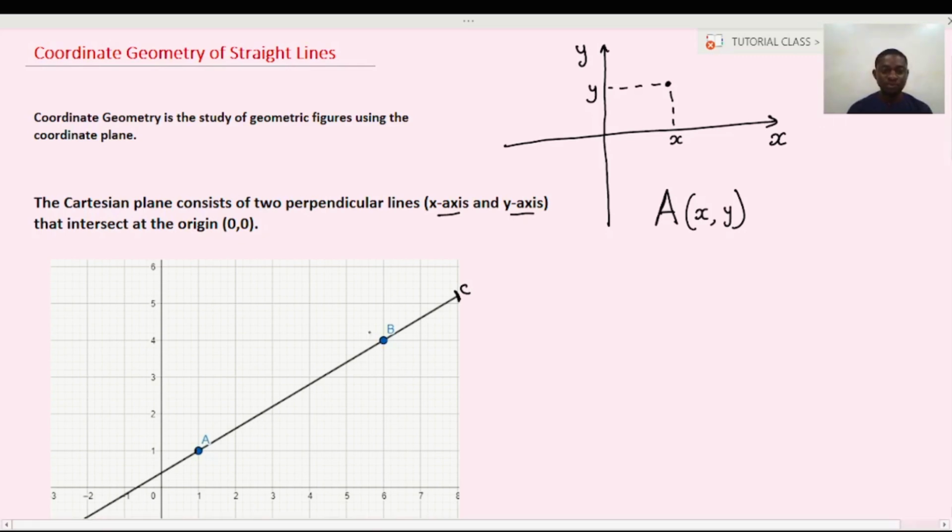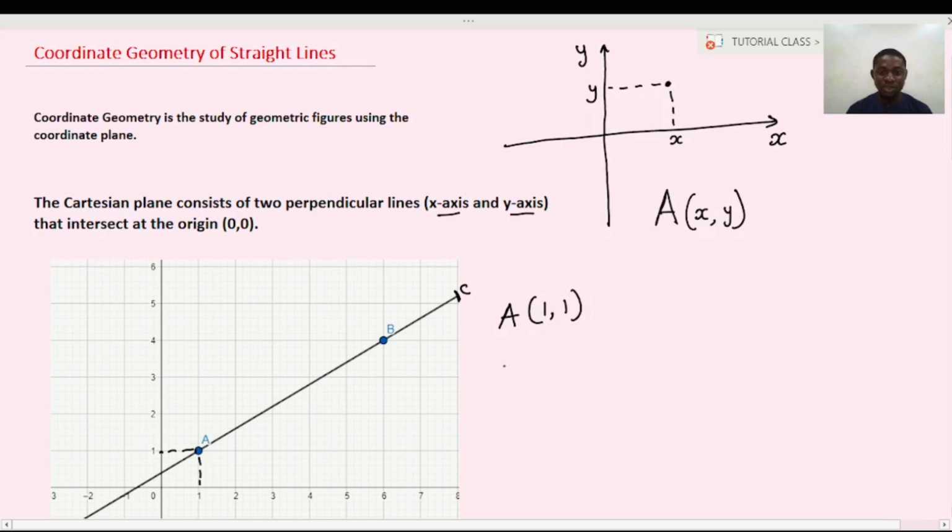So for this point A, let's try to find the coordinate of this point A on an XY plane. For this one, you trace this point down to the x coordinate, so that is 1. And you also trace it to the y coordinate, and that is 1. So the coordinate of point A here is (1, 1). That is the x coordinate, the y coordinate.